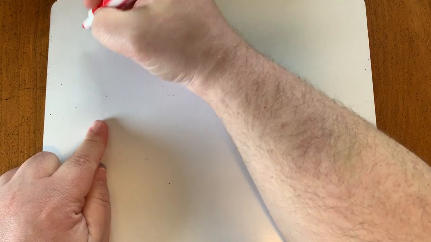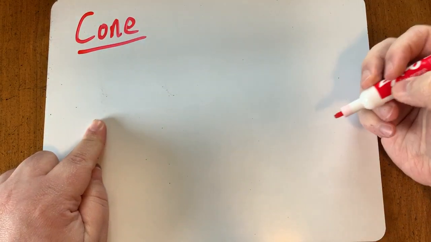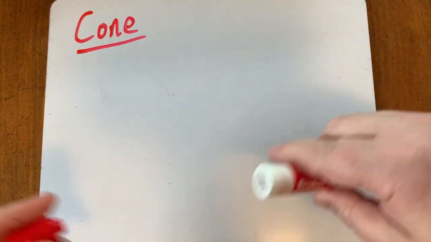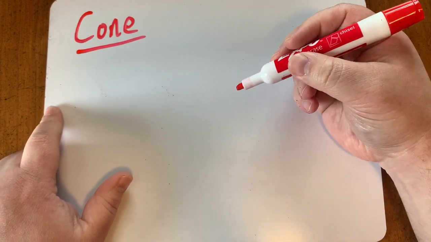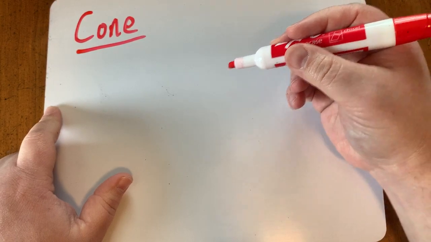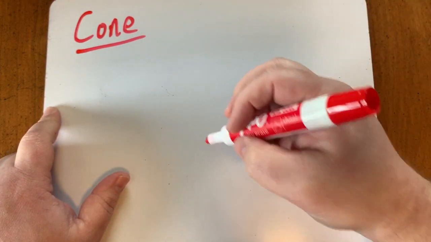Cones are not polyhedrons, or polyhedra, I should say. A cone is a three-dimensional figure with a circular base and a lateral surface that connects the circular base to a vertex off the base.